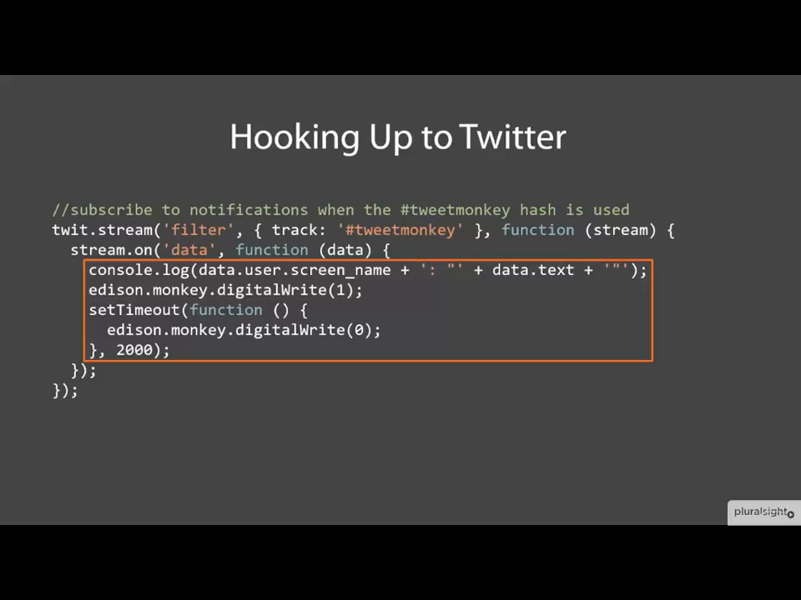So cool. So we can console log out the screen name of the person that tweeted and the text of their tweet, then access edison.monkey and animate tweetmonkey by setting the pin high, then using a set timeout to wait 2 seconds and set the pin back low again. And that'll do it. Let's see the whole thing end to end.